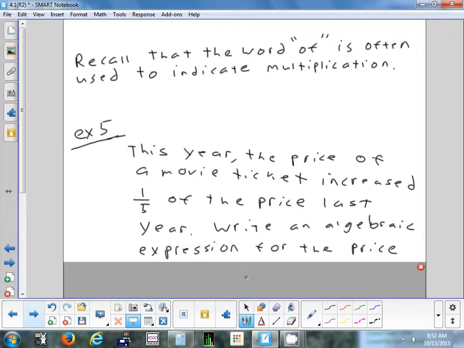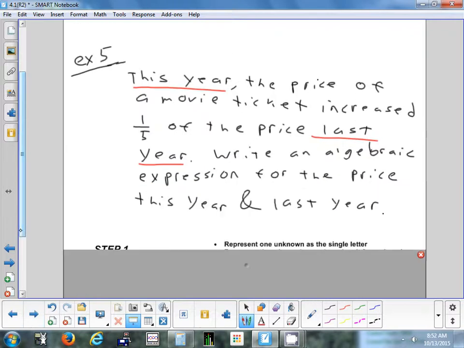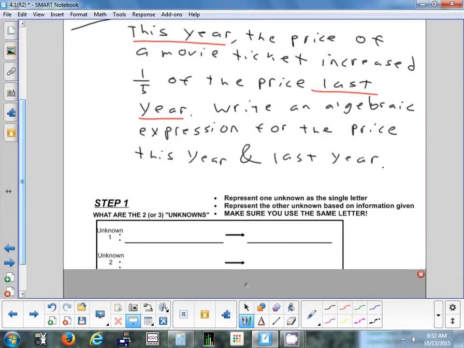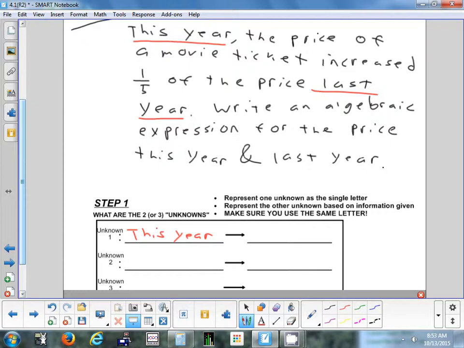Anybody tell me what are the two things? What are the two things you don't know in this problem? The price when? This year and last year. Those are the two things we don't know. This year, last year. Okay. So we're going to start with that. So under unknown 1, put the first thing in the sentence. You could put price this year, but we're just trying to keep it short, so just put this year. Unknown 2 is the price last year. Right, so that's half of what we need to fill out.